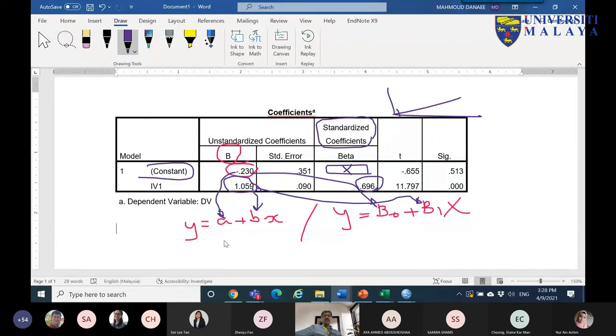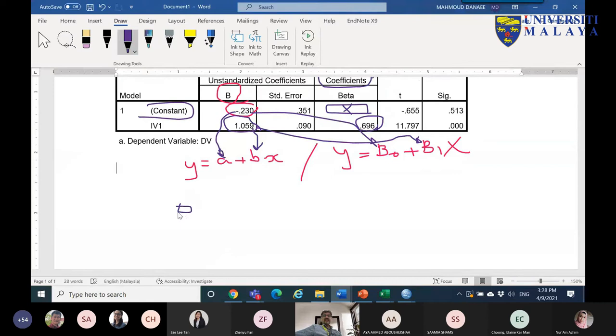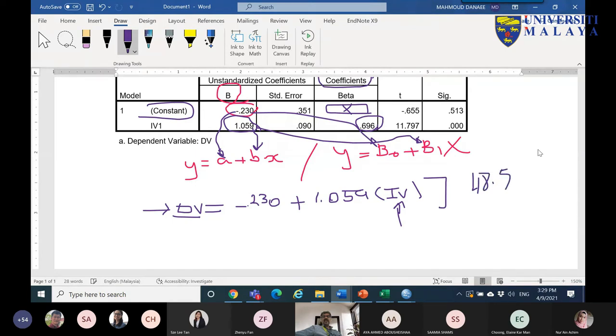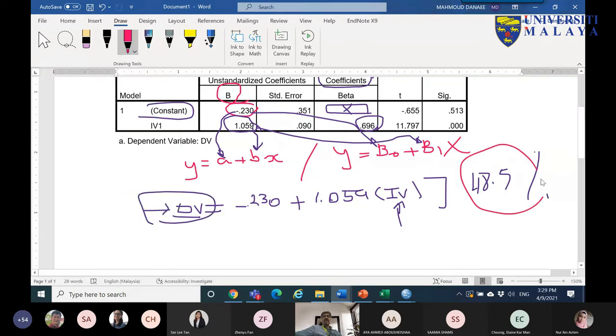So if I want to write the model, I can say that DV equals minus 0.230 plus 1.059 times IV. So it means if you enter your IV here, you will be able to predict the DV with 48.5% accuracy. Of course, a high R square is preferred, but it depends on the context of your study.